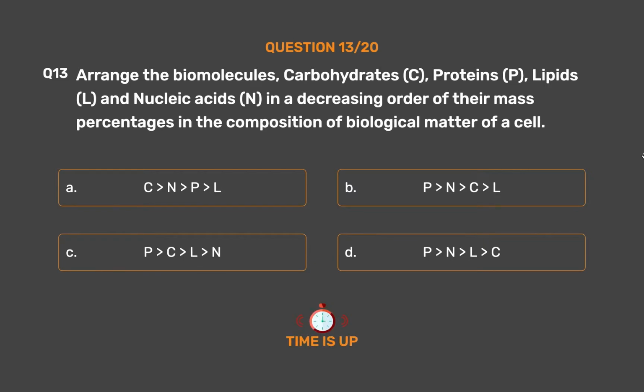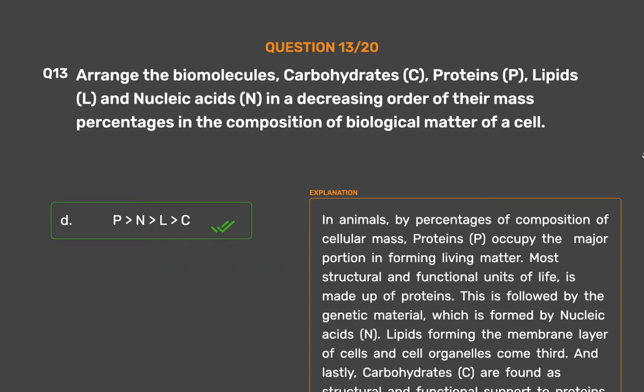The correct answer is option D. P greater than N greater than L greater than C. In animals, by percentages of composition of cellular mass, proteins, P, occupy the major portion in forming living matter. Most structural and functional units of life are made up of proteins. This is followed by the genetic material, which is formed by nucleic acids, N, and lipids, forming the membrane layer of cells and cell organelles, come third. And lastly, carbohydrates, C, are found as structural and functional support to proteins, and are stored in the cell as glycogen.